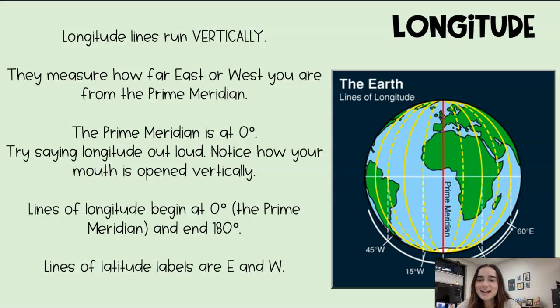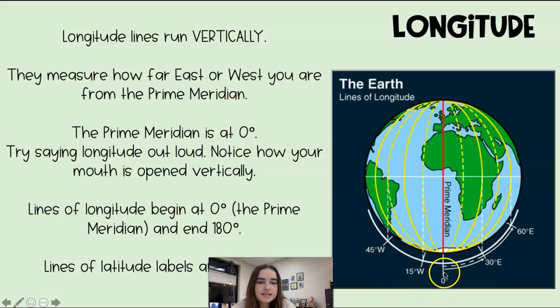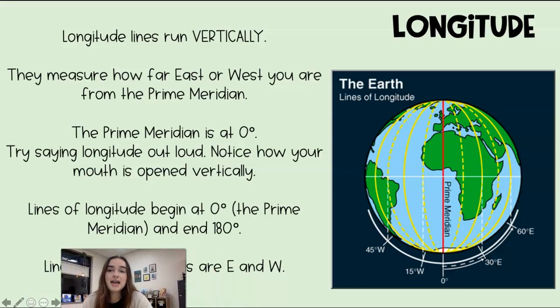Okay? Lines of longitude also begin at 0 degrees, but instead of 90 degrees, they end at 180 degrees. So if we take a look at this picture, we start at 0 degrees and we're going to the east or west, up until we reach 180 degrees. And when we reach 180 degrees, that's called the anti-meridian. Lines of longitude are labeled east and west.